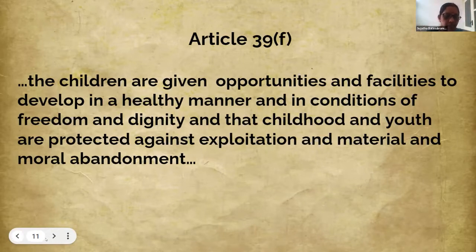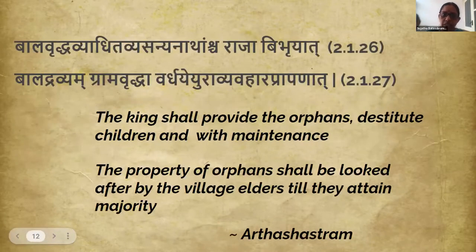If we look at the Arthashastram, we have a similar provision. Balavidha Vyadhita Vyasini Anathamsha Raja Bibrayat. The king shall provide the orphans, the destitute children, and the helpless with maintenance. Baladravyam Gramavidha Vardayehu Avyavahara Prapanat. The property of orphans shall be looked after by the village elders till they attain majority.